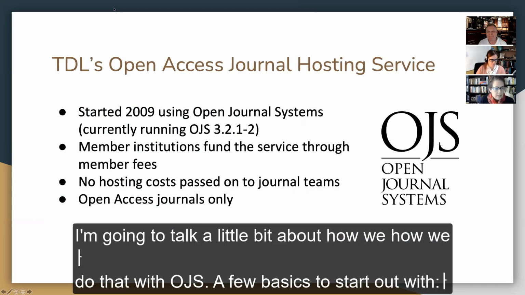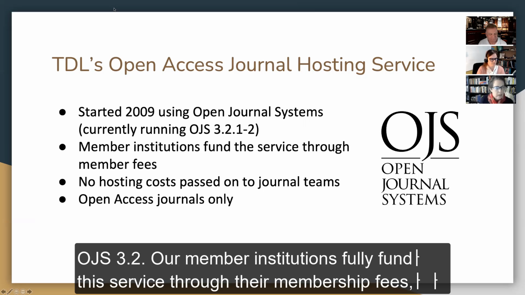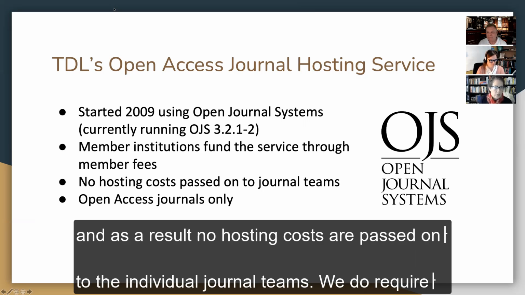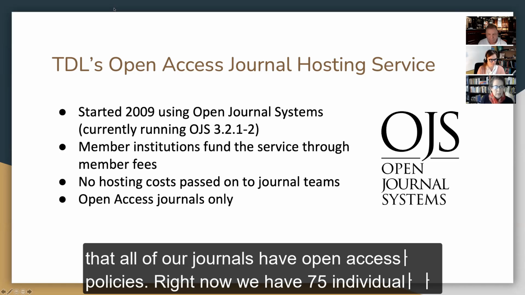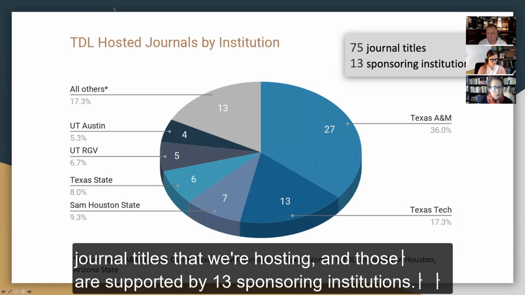A few basics to start out with. So we started hosting journals at TDL around 2009. We've always used OJS, and we're currently running OJS 3.2. Our member institutions fully fund this service through their membership fees, and as a result, no hosting costs are passed on to the individual journal teams. We do require that all of our journals have open access policies. Right now, we have 75 individual journal titles that we're hosting, and those are supported by 13 sponsoring institutions.